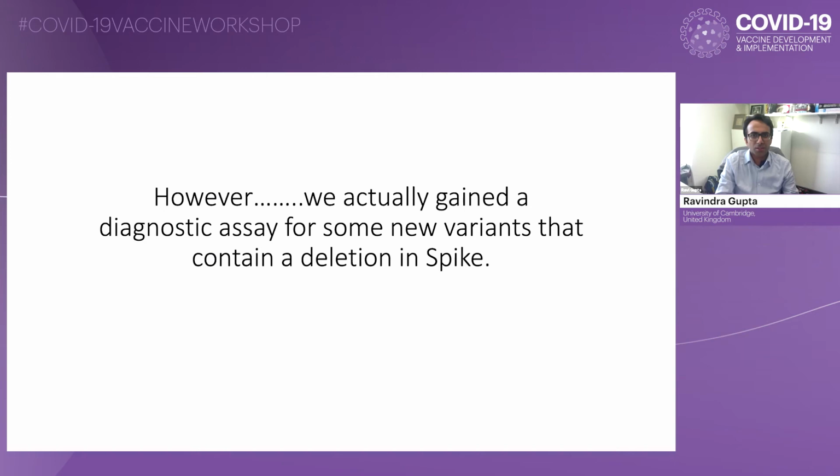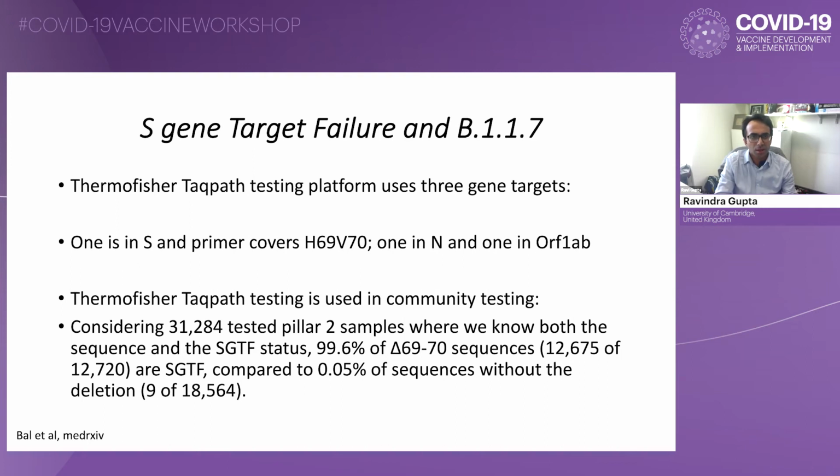But the interesting thing is that we actually gained a diagnostic test in some regards by the emergence of these new variants. And this is because of that deletion at 69/70 in spike that I talked about earlier. The phenomenon of S-gene target failure in the context of B117 was one of the clues that people had in the UK that there was something different and a different strain emerging in the UK.